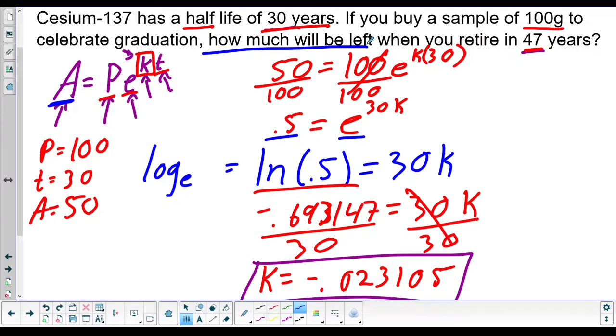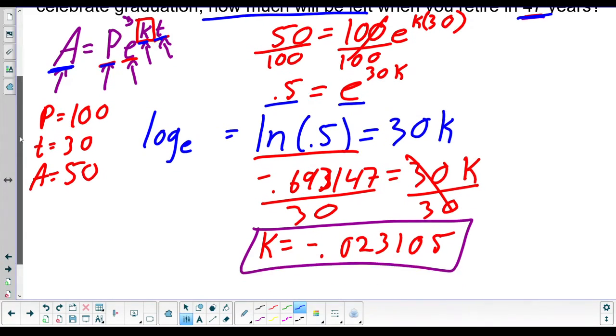How much is left? What's the ending amount after 47? So we still know what we started with. Now we know k, and they give us a new time. It's 47. So we're going to plug in p, k, and t, and then we're going to calculate a.